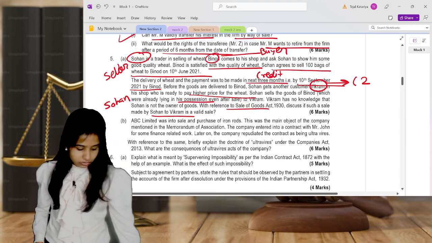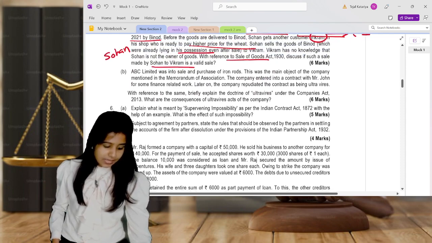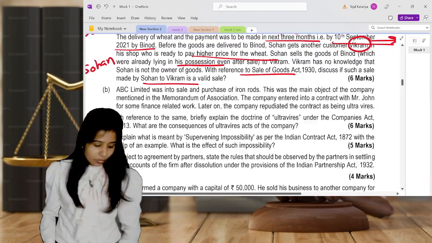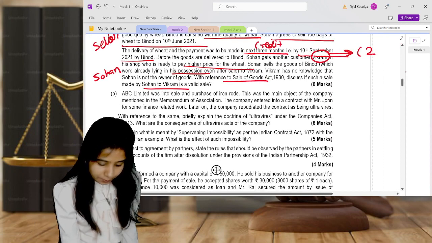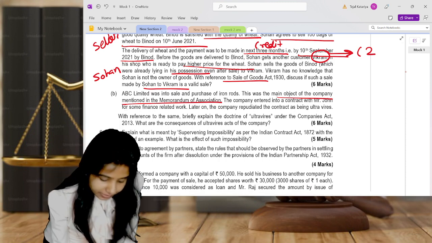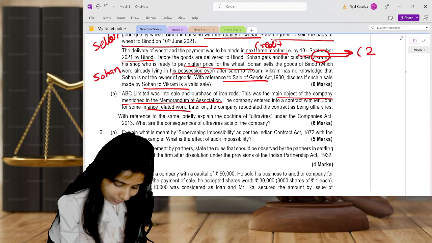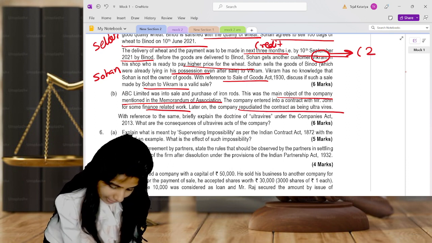So next question. The last four questions are pending, so we'll go ahead with the next question. Question number 5B. ABC Limited was into the sale and purchase of iron rods. This was the main object given in the memorandum of association. Now the company entered into a contract with Mr. John for finance related works, and later on the company repudiated the contract as being ultra vires the Act.